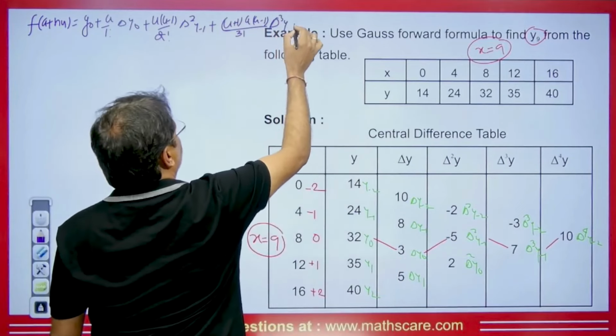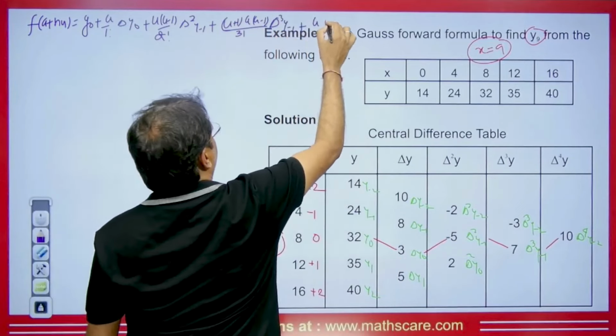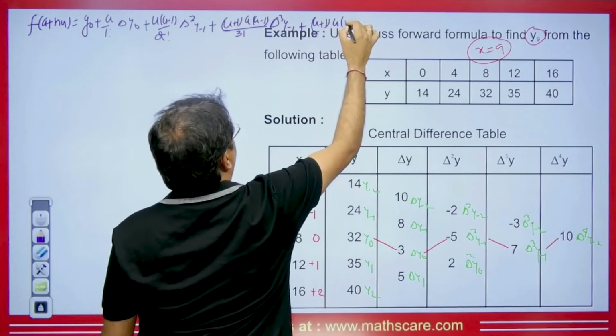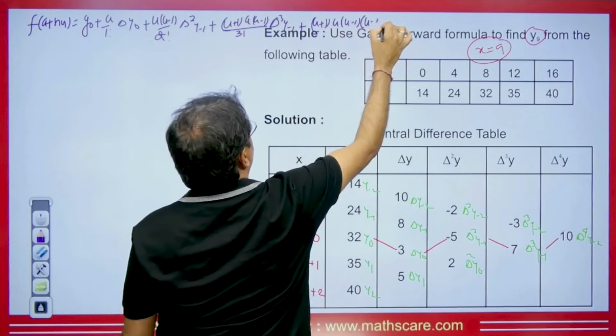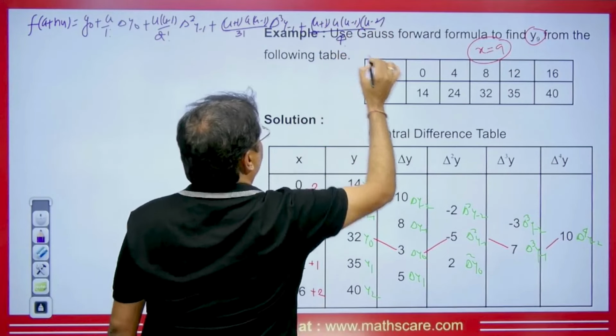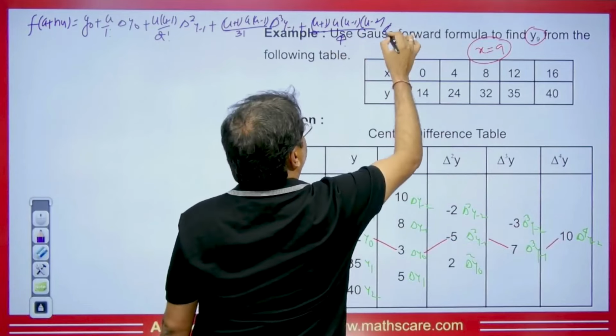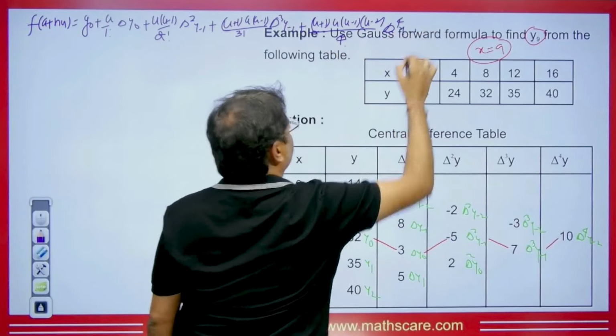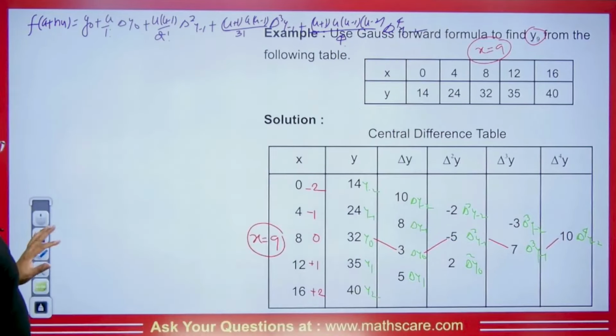Then we get del cube y minus 1, plus u plus 1, then u, u minus 1, u minus 2, upon 4 factorial. Did you get the answer here? And the next term we get here will be del 4 y minus 2. Okay. Right. Now we have to put the values.